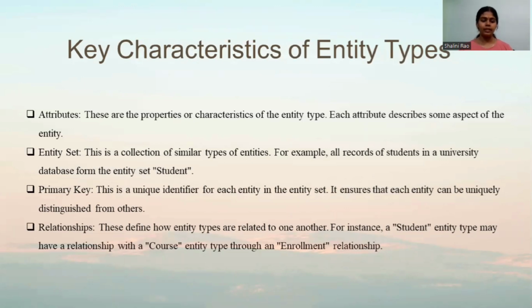Primary key. This is a unique identifier for each entity in the entity set. It ensures that each entity can be uniquely distinguished from others. Relationships. These define how entity types are related to one another. For instance, a student entity type may have a relationship with a course entity type through an enrollment relationship.